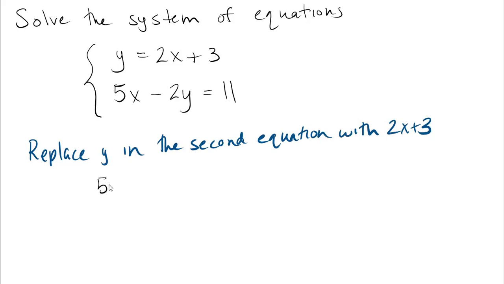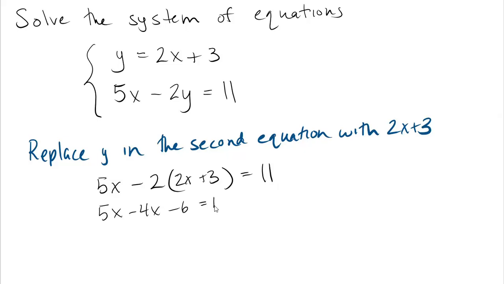So instead of 5 times x minus 2 times y equals 11, we'll substitute in its equivalent, 2x plus 3, and now we have an equation in one variable. We can solve this for x. 5x minus 4x minus 6 equals 11, x minus 6 equals 11, x equals 17. And now we know that x equals 17.